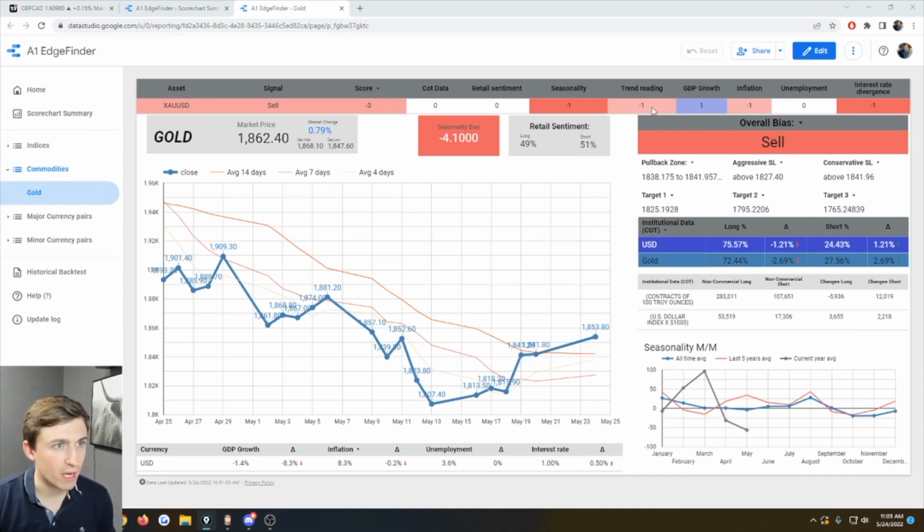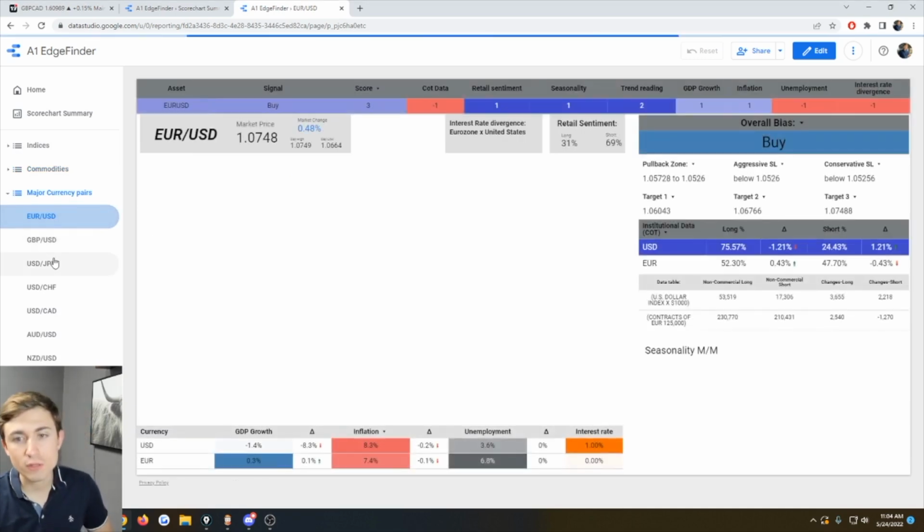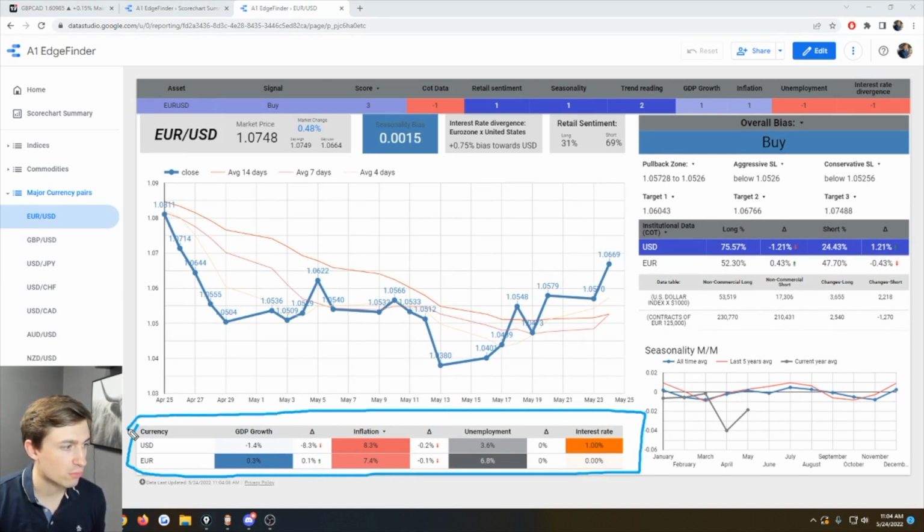We also have the trend reading, which is just a simple moving average calculation. GDP growth, we have a lot of metrics down here at the bottom of the screen that you can look at. This gets especially interesting when we take a look at currency pairs. So for example, if we were looking at euro dollar, this is actually comparing metrics and economic data of the two markets in question.